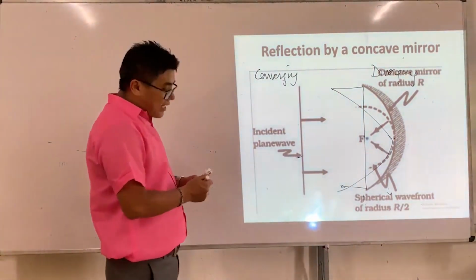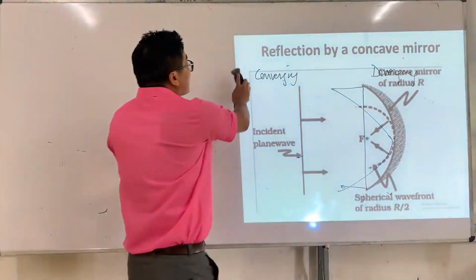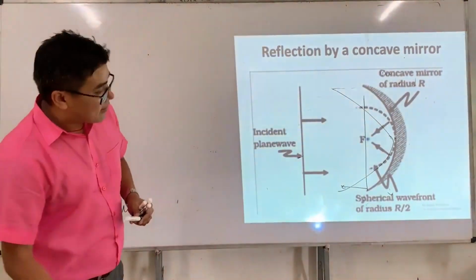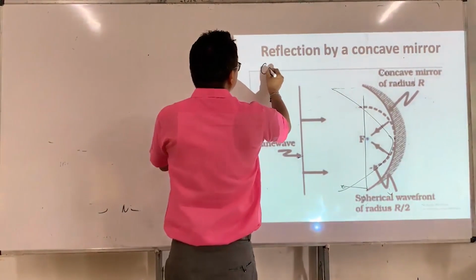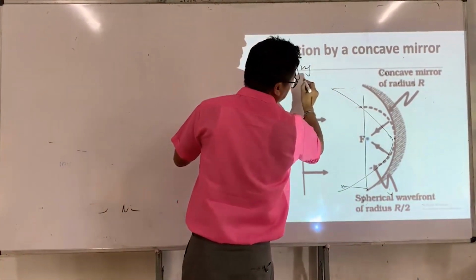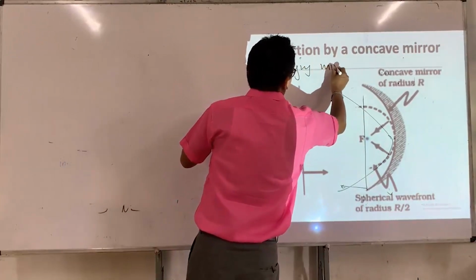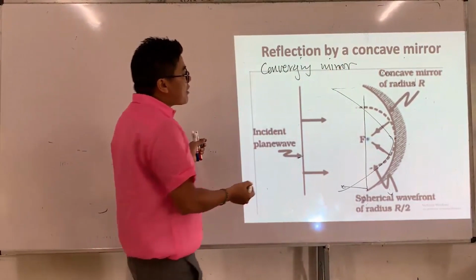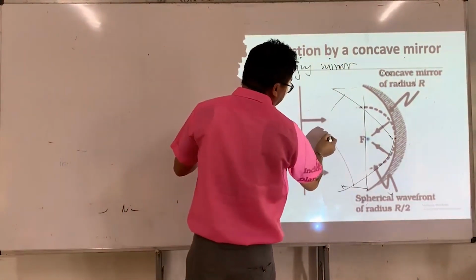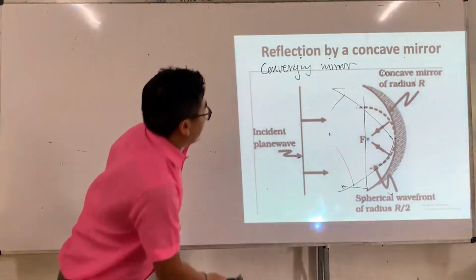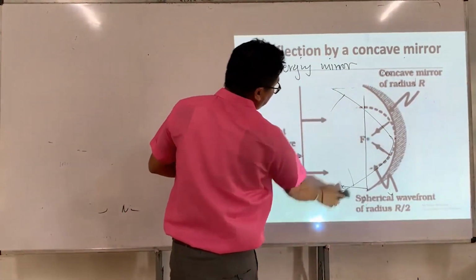All right. So this again tells that this is a converging mirror. Why? Because a concave mirror is converging, right? Where is it going to converge? It is going to converge at the focal point. Alright, this is written here.